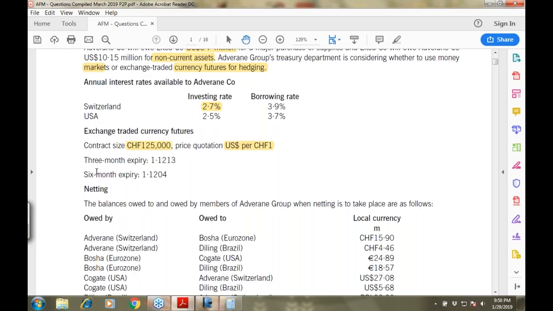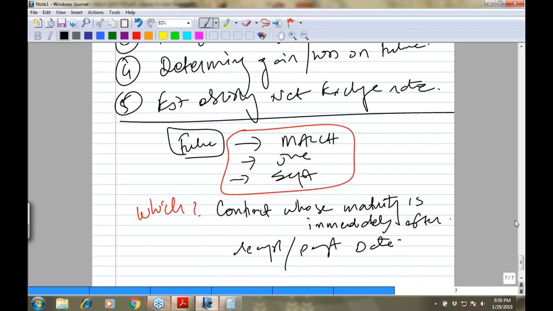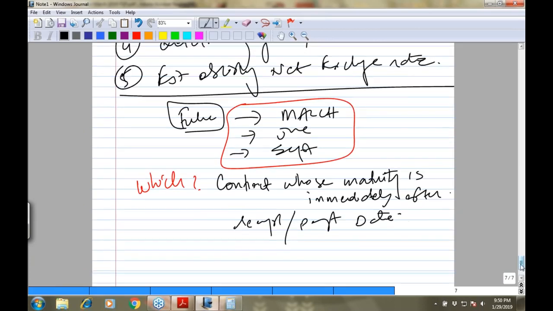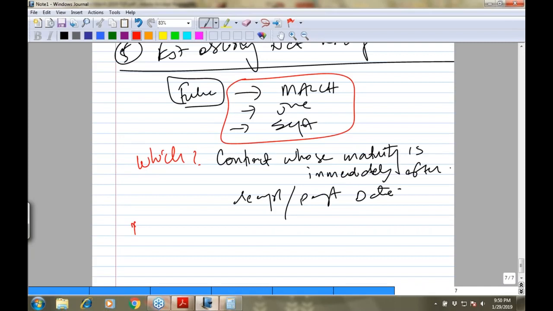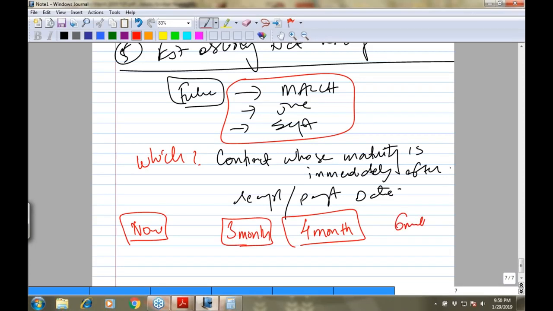We have been given the contracts which have a 3-month expiry, I mean, which mature 3 months from now, and we have a contract which matures 6 months from now. So as I mentioned, we always opt for the contract with maturities immediately after our receipt or the payment date. Now is the date today. We are expected to receive the money in 4 months' time. The contracts that are available to us have a 3-month expiry, have a 6-month expiry. So which contracts are we actually going to use? The contract that we are going to use is going to be the 6-month contract.